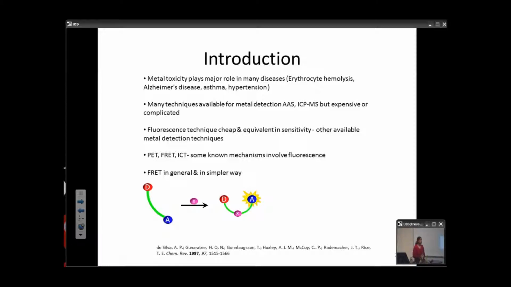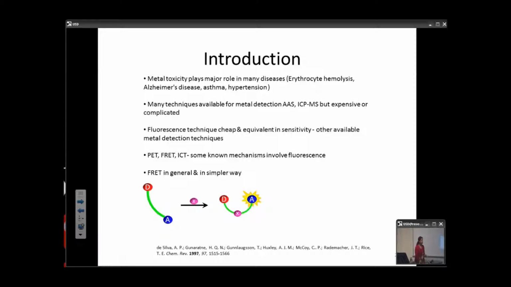Some of them are AAS, atomic absorption spectroscopy, and ICP mass spectrometry, but these techniques are pretty expensive and complicated for sample preparation. So we rely on a very simple and easy way, that is a fluorescent detection technique. It is also to note that this technique is very sensitive and selective, as equal to the other available analytical techniques.